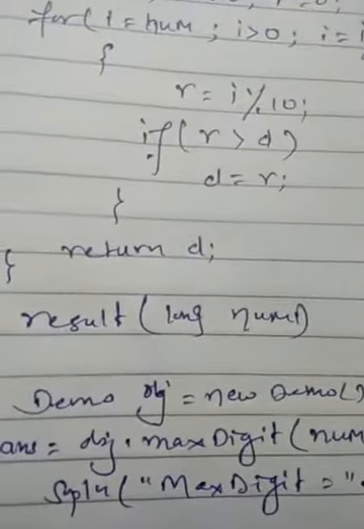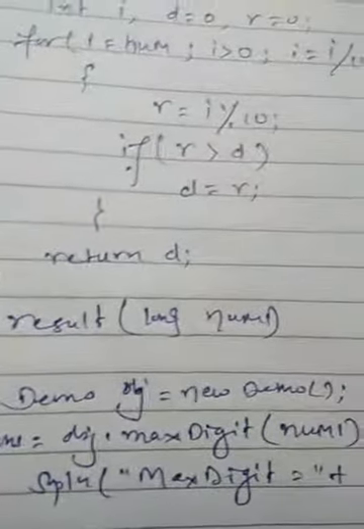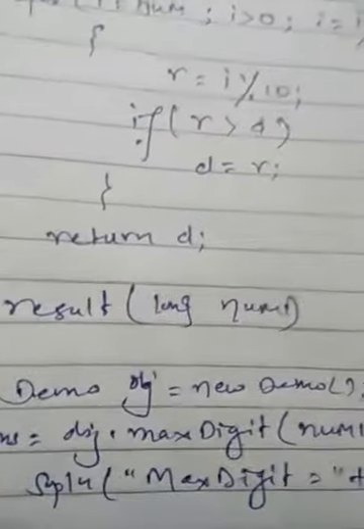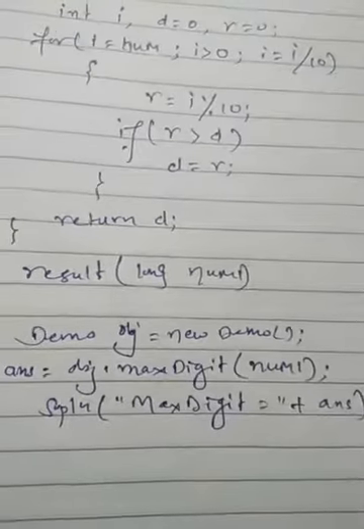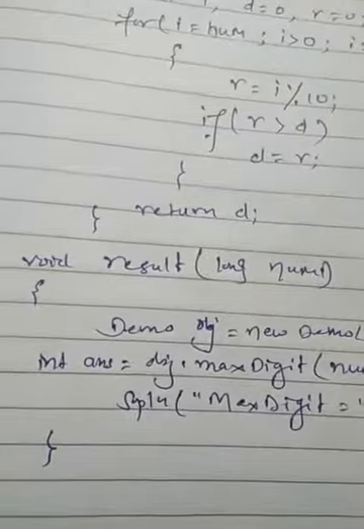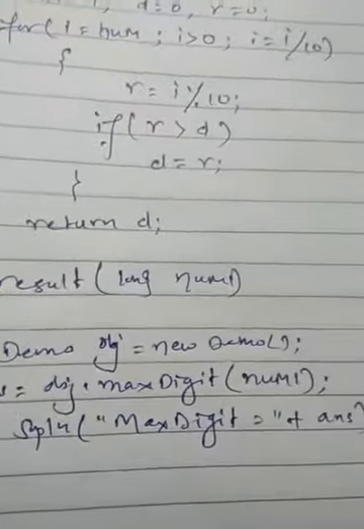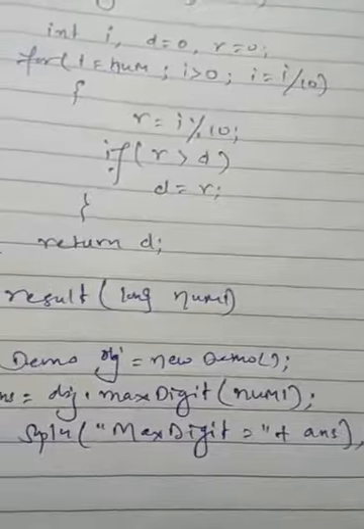This is the calling function, the name is result. In that we have to take one long variable, class demo, new demo, creating an object obj.maxDigit, passing the parameters, so that the returned answer we will store in integer ans, and we are printing the max digit is equal to answer.